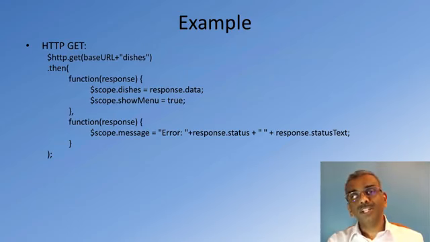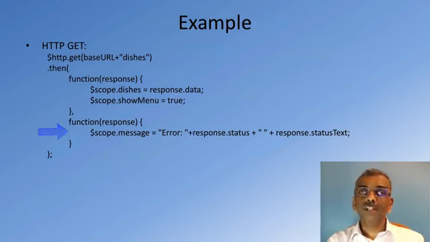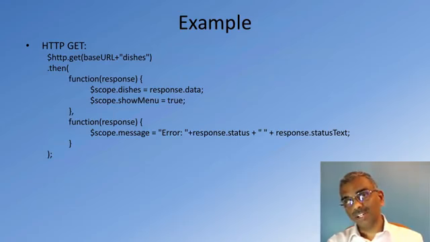Now, in addition to the HTTP GET, it will be followed with the chaining of the then method. The then method, as I mentioned, takes two functions there. So here I am specifying two functions. The first function is the success. The second function is the error function. So the first function will be executed if the request is successfully completed. The second function will be executed if the request fails to execute correctly.